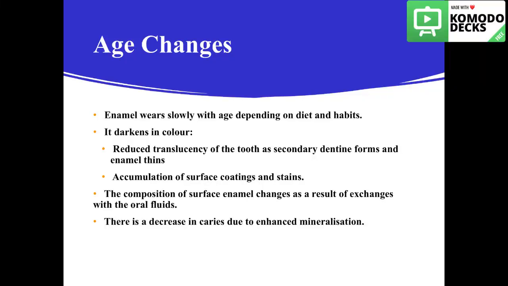What happens to enamel with aging? Enamel wears slowly with age, depending on the diet and habits. It darkens in color because of the reduced translucency of the tooth as secondary dentine forms and enamel thins. We will discuss secondary dentine in the dentine lecture.